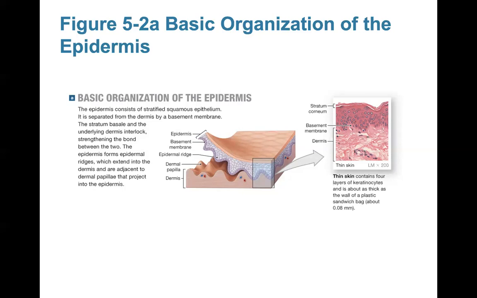The epidermis forms epidermal ridges, which extend to the dermis and are adjacent to the dermal papillae that project into the epidermis. The function of these dermal papillae, like one of these sticking up here, is where the blood vessels are going to come in, so they can help to feed this dermis. I'm sorry, the epidermis layer.